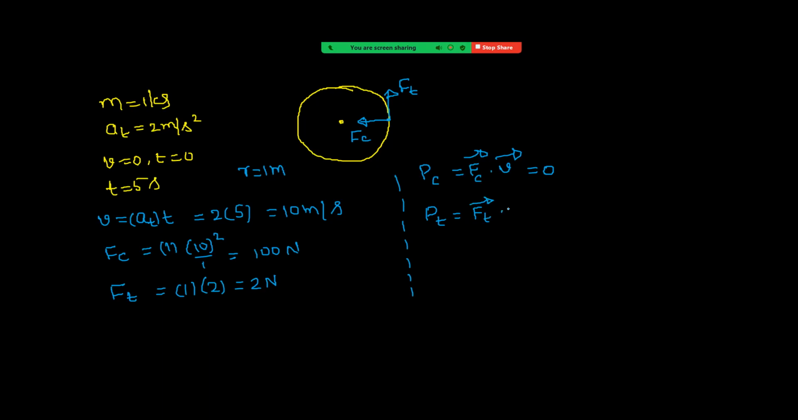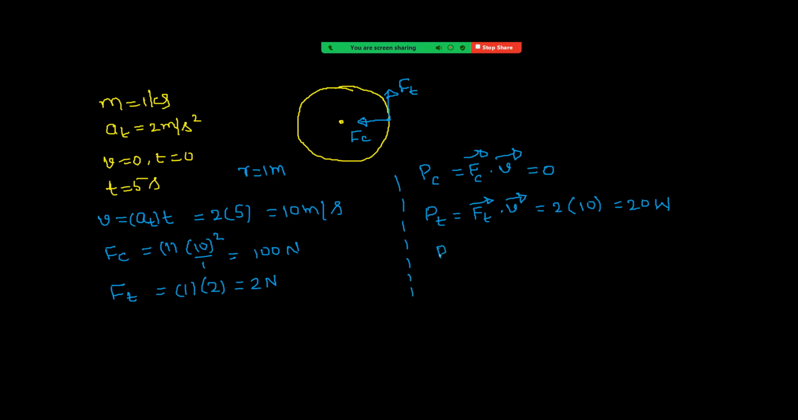Next, by tangential force. F bar dot V bar. So between tangential force and velocity vector, angle is 0, right, in this problem. And that tangential force, how much we got? It is 2, right? M into a, that is 2. Velocity, how much we got? It is 10 when t equal to 5 seconds. So this is now power delivered by tangential force, 20.